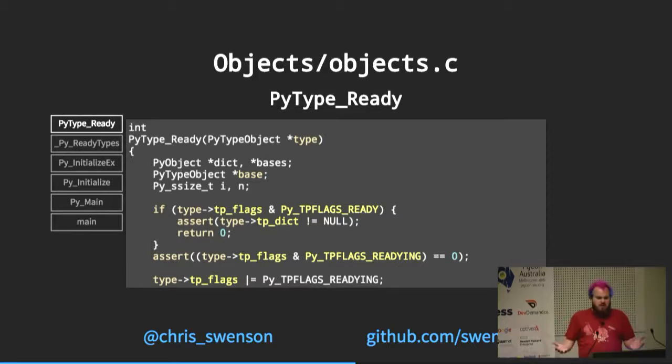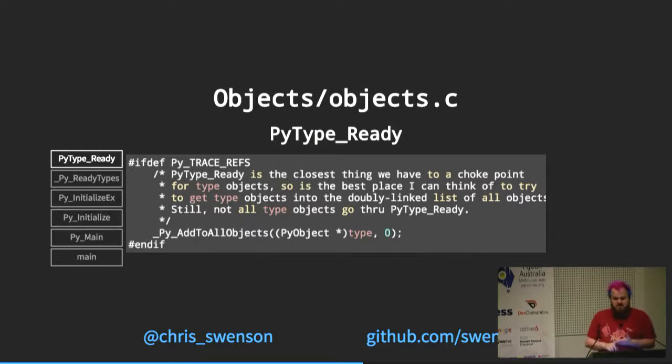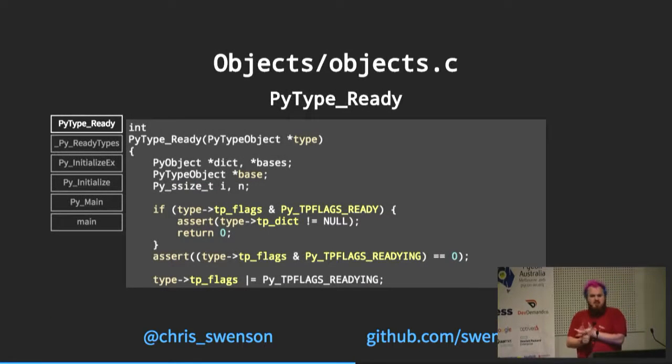Okay, so type ready. We're getting a little bit deeper into the stack on the left. It checks the base objects. So if you're inheriting from another class, it has to make sure those are initialized first. That'll be one of the first things it does there. Also, every type has a dictionary built in so that it can do things like find methods. So that'll have to be initialized. It checks to make sure that everything is ready and that you don't have a null dictionary.